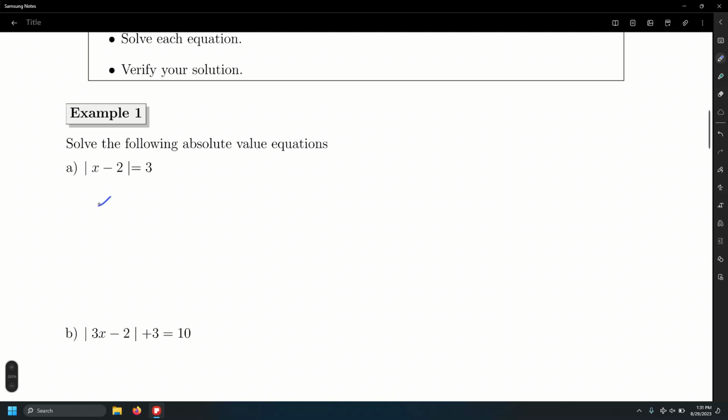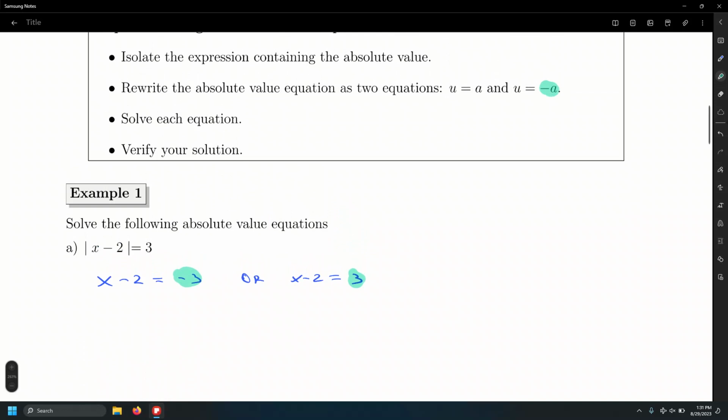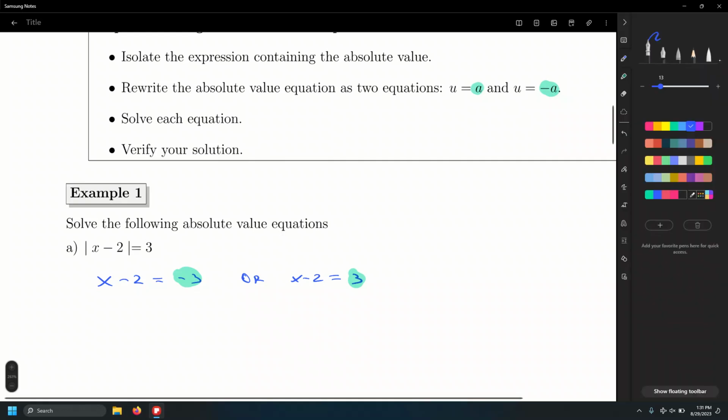Number one, we're going to write x minus 2 equals negative 3, or x minus 2 equals 3. Again, let me highlight this. Negative 3 and 3. So we're doing the negative a and the positive a, just so you can see what we're doing here. And now we're going to solve these two baby equations. I mean, we need only one step to solve each of them.